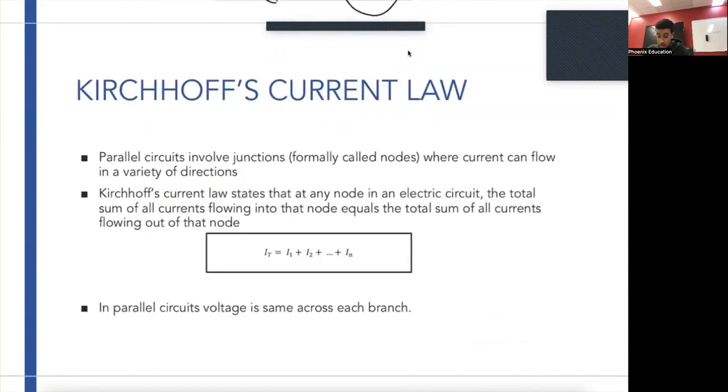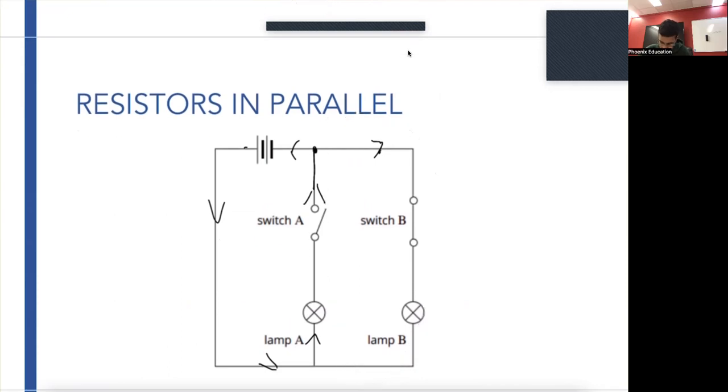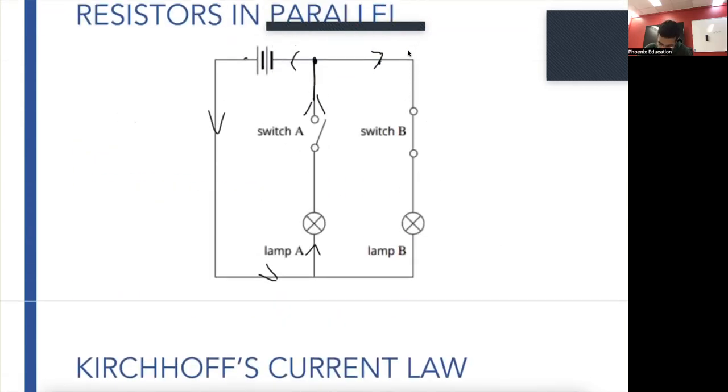Okay. Kirchhoff's current law. What this states is pretty intuitive, but we'll go through it. This main circuit here, where the battery is supplied, has some current I. And when this circuit branches off, this current I will be split into different components. So we split into an I1 and an I2, okay?